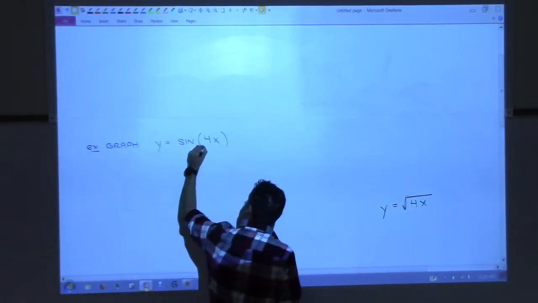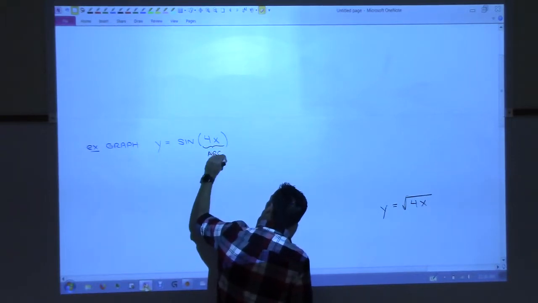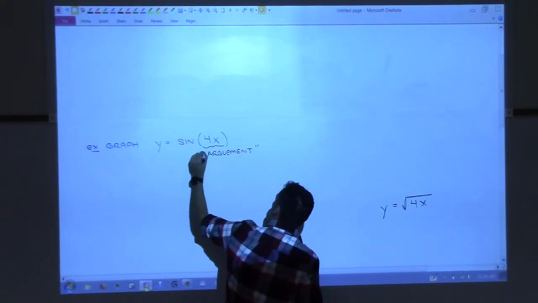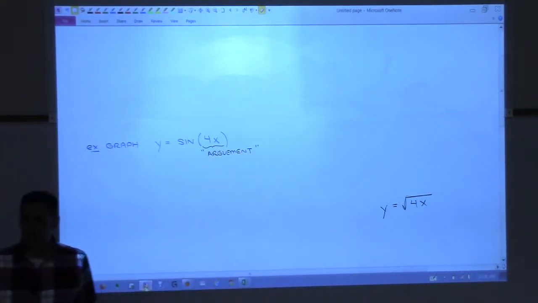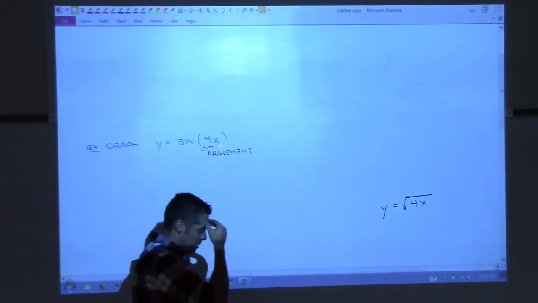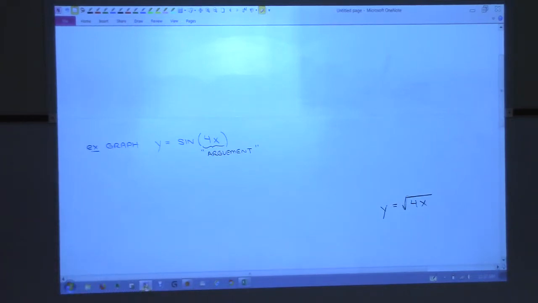Everything that you see in here, that entire thing is called the argument of the function. You'll hear me using that language. Okay, so the argument of this sine function is 4x, right? How in the world are we going to graph this, right? How does that 4 impact the basic function? It does something to it. It can't be the same function, right? It has some impact. So are you ready?